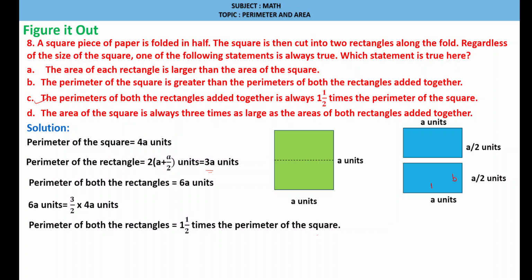See, the first one, the area of the rectangle is larger than the area of the square. This is not possible because we know that the area will always be equal. The perimeter of the square is greater than that of both rectangles: it might be greater, but we don't know by how much. Then the area of the square is always 3 times this is also false. The third one is true, as the perimeter of both the rectangles is 1.5 times the perimeter of the square, which we proved now. Thus, statement C is always true.